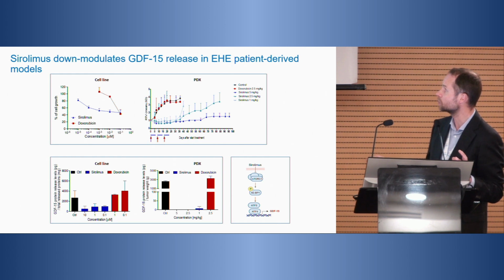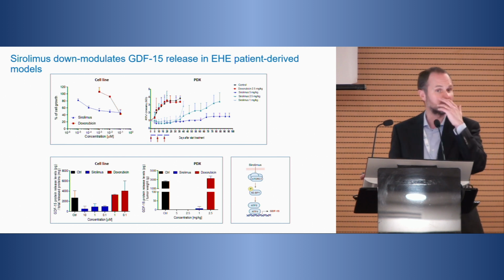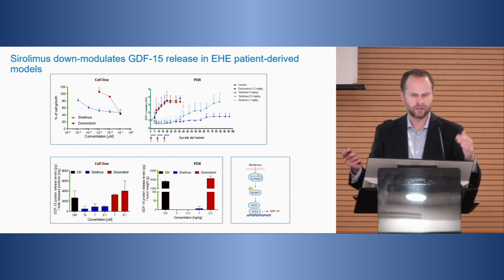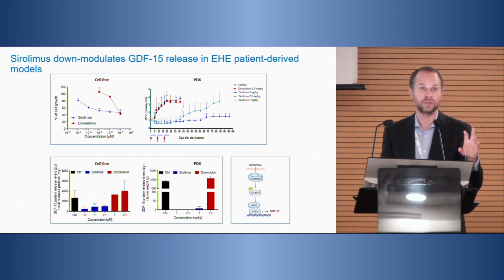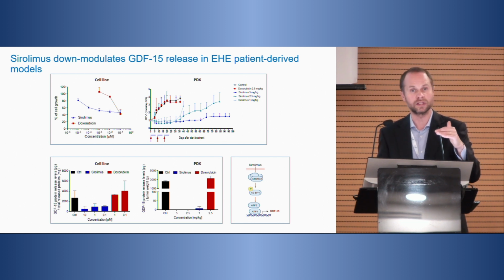You can see that the control, the untreated tumor, grows, and the tumor treated with doxorubicin grows similarly to the control. The situation is completely different with sirolimus, which here has been used at different dosages for several reasons we can talk about. So we use these experiments, both in cell lines and PDX, to see whether sirolimus was able to change the concentration of GDF15, and importantly to reduce it, because this is how a biomarker could become relevant also to monitor the response to treatment.